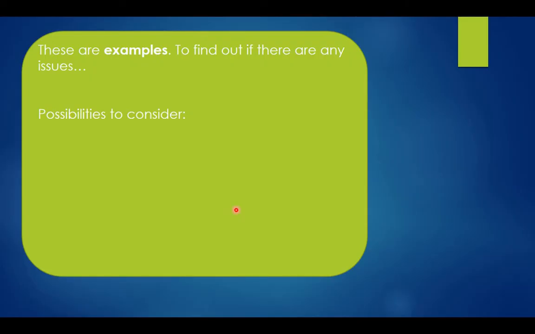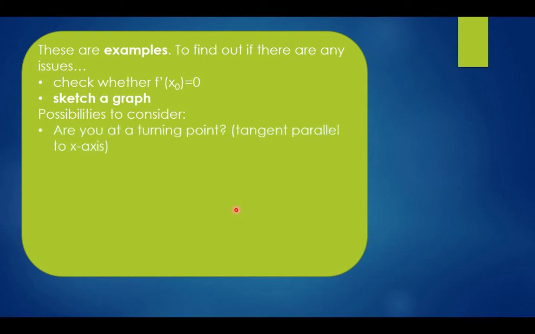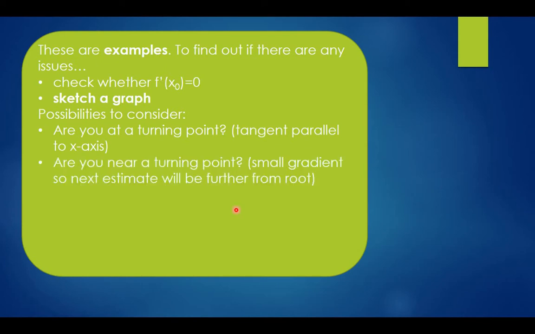So, things you need to watch out for in these sorts of questions. First of all, it's a good idea to check whether the gradient at the starting value is 0 or not. And then it's a good idea to sketch a graph to see what's going on and draw on some tangents. Here are some possibilities. You might have a turning point, which is the same as the gradient being 0, or you're near a turning point. If you've got quite a flat gradient, then your tangent will be very far away for your next estimate. No matter what happens after that, it means that your first iterate is worse than your initial guess.